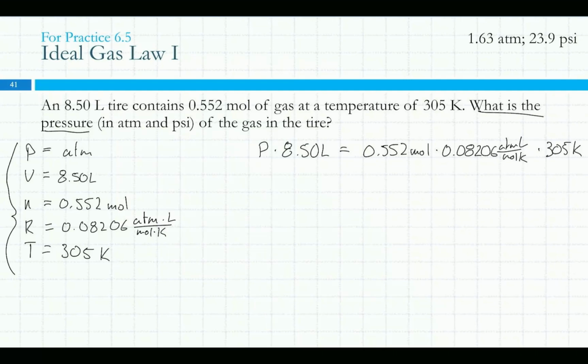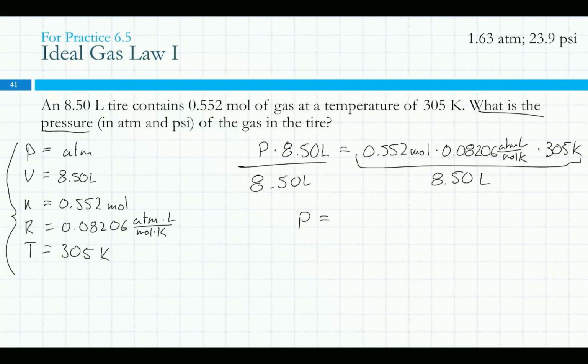305 Kelvin. One of the other nice things about these problems is that we don't have very many constants that go in aside from R in this case. So all of the units will always work out to cancel out and give you whatever units you're looking for in your answer. So 0.552 times 0.08206 times 305. I multiplied all of these together, and then we divide both sides by 8.50 liters.